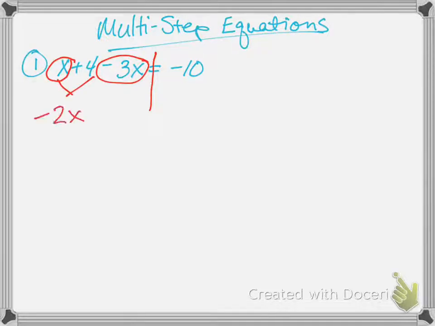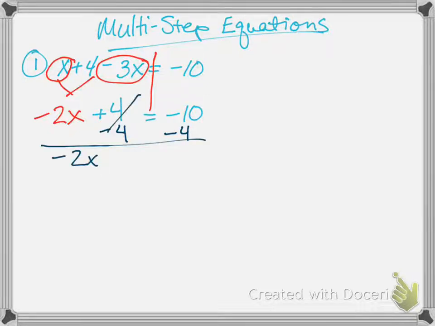I have this x and the minus 3x, so I'm going to combine those two. I get a negative 2x, and then I'm going to bring down everything else. So I have the plus 4, and then equals a negative 10. From here, remember our goal is to isolate the variable. So I'm isolating the x, or getting the x all by itself. To do that, I'm going to have to move the 4 to the other side using inverse or opposite operations. So my 4's cancel. I'm left with negative 2x equals a negative 14.